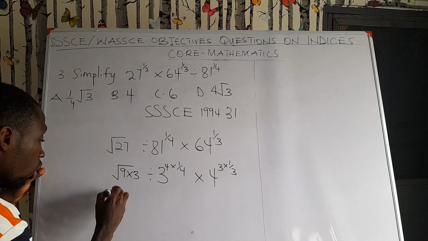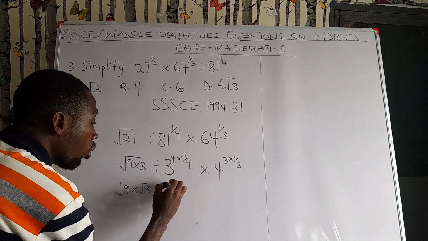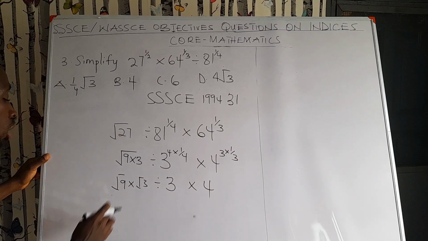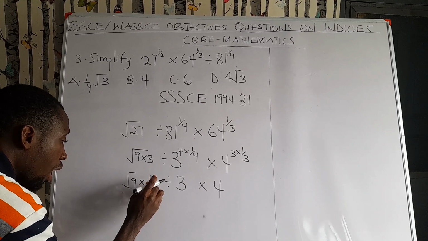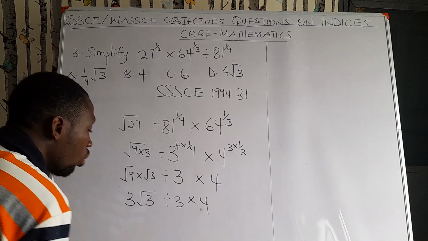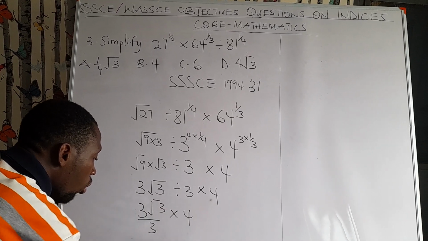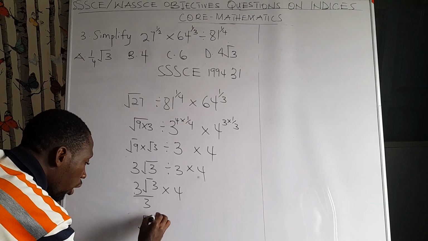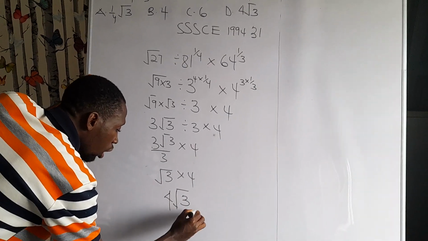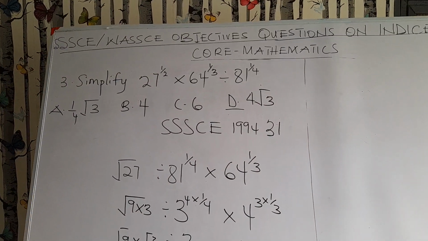So we find the square root of 9 times the square root of 3, divided by this 4 we divide that 4, we have 3. Then times this 3 we divide that 3, we have 4. So the square root of 9 is 3, times root 3 will be 3 root 3, divided by 3, then times 4. 3 divided by 3 is 1. So we have root 3 times 4, which is nothing but 4 root 3. I hope you get the correct answer. So the correct answer here is D. I hope you heard that.